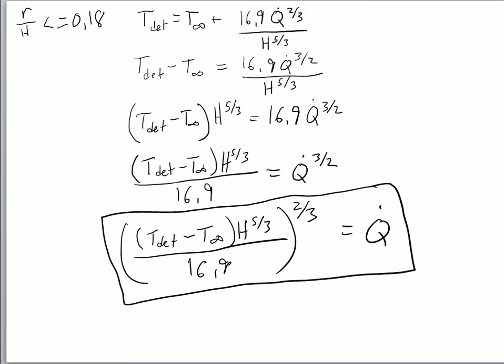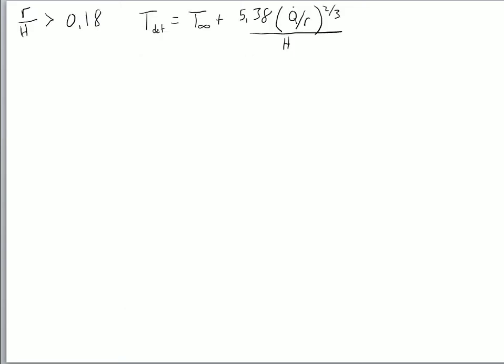Now, if our R over H value is greater than 0.18, we would use this equation, where the temperature of the detector is equal to T infinity plus 5.38 multiplied by the heat release rate divided by the radius from the center line of the fire, raised to the 2/3 power, divided by H. So we can tell this one has an R in it, so it's not close to the center line of the fire. So once again, first we subtract the T infinity to the other side, and we would have 5.38 times Q dot over R to the 2/3 power divided by H.